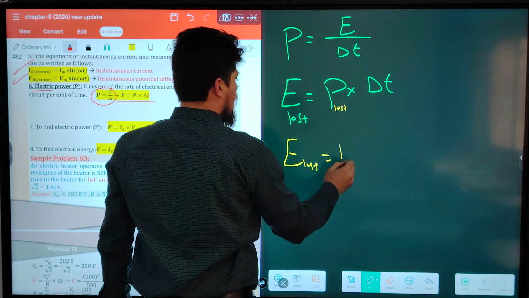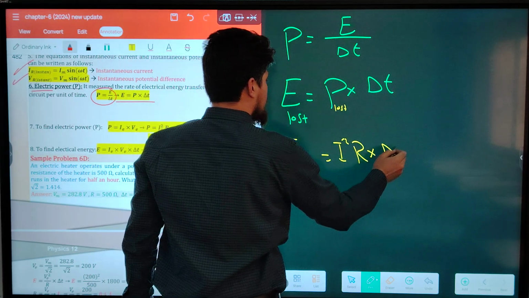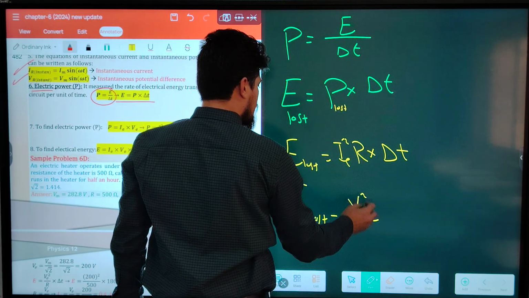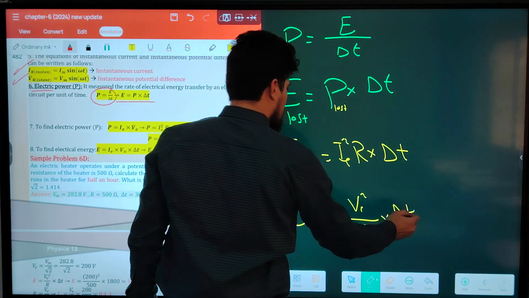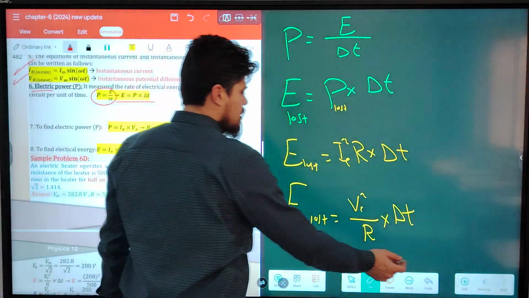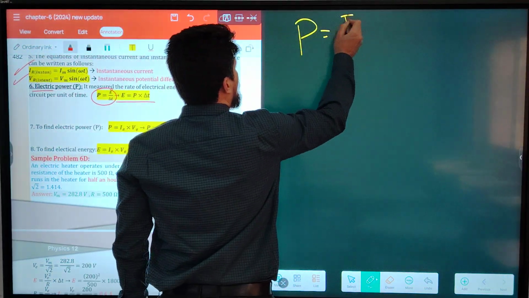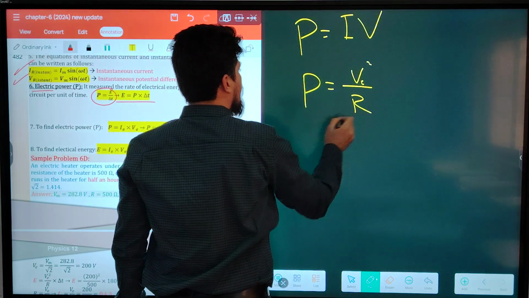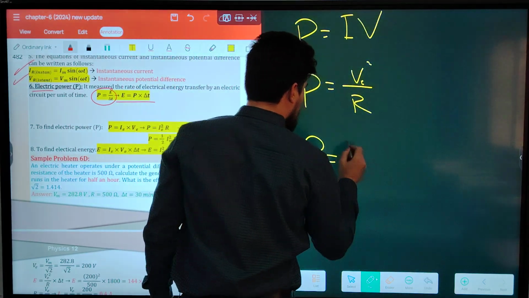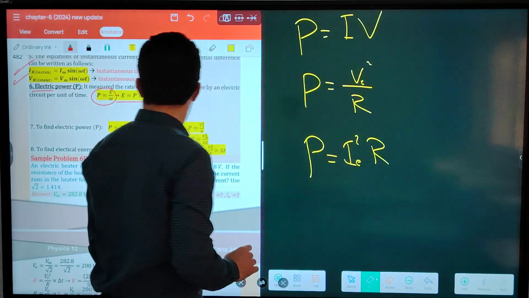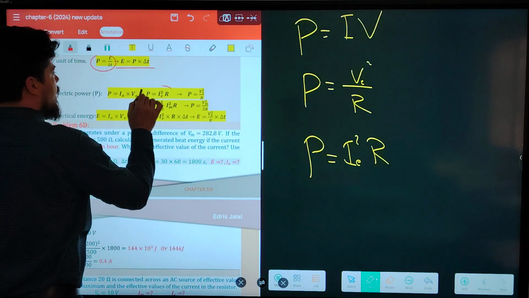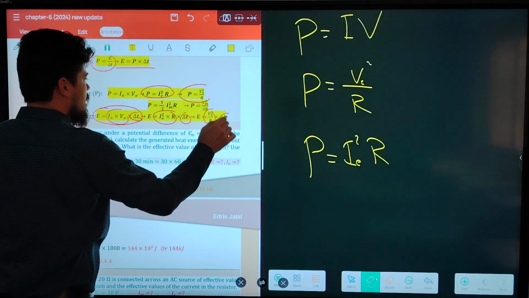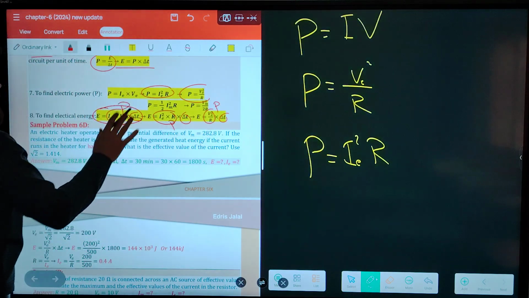To find E lost, power P lost is equal to what? I squared R times delta T. For E lost, you can use Vrms squared over R times delta T. Okay? Why? Because power is equal to IV, we studied. And power is equal to Vrms squared over R. Power is equal to Irms squared R. Is it clear? Okay. Energy is equal to power times delta T. This is power, and this is power. Only we analyze it here.